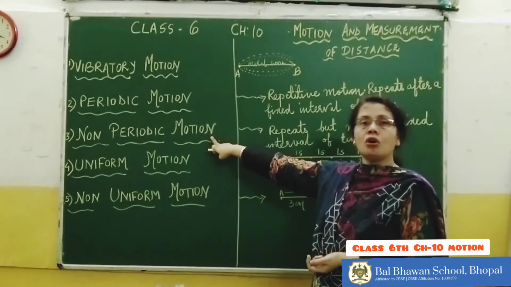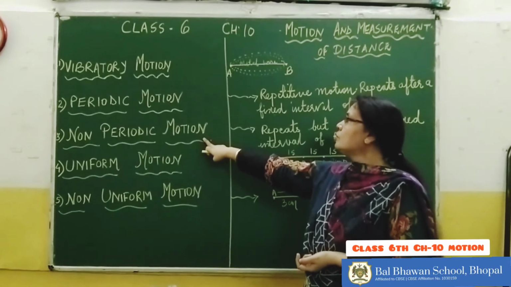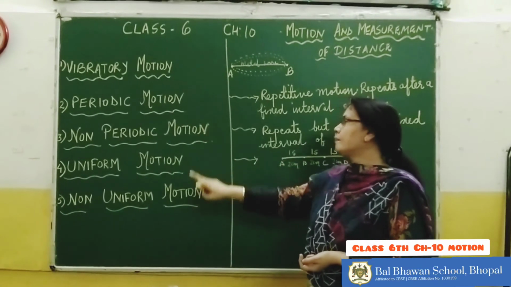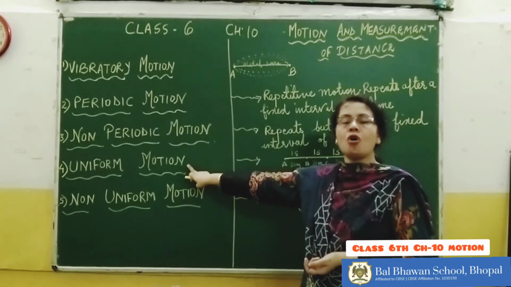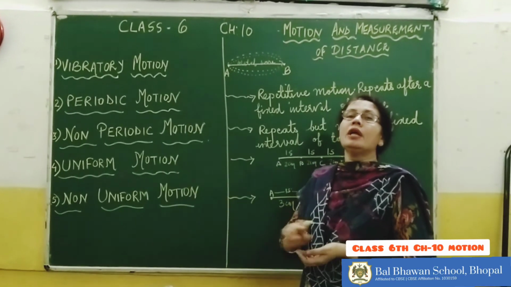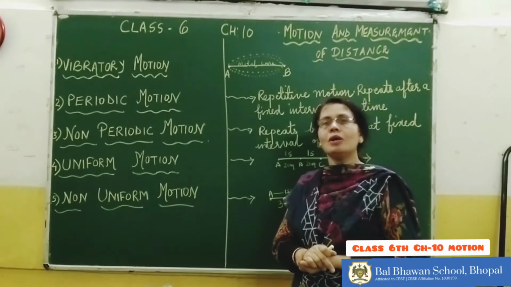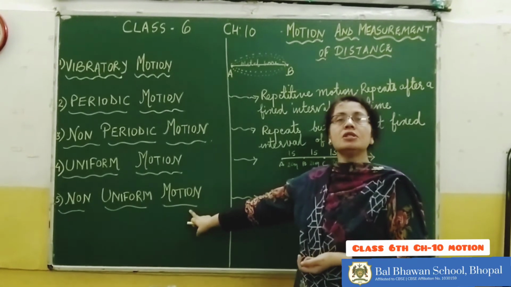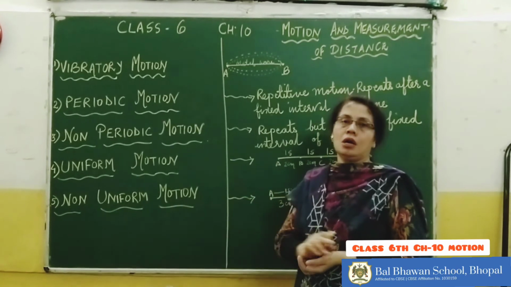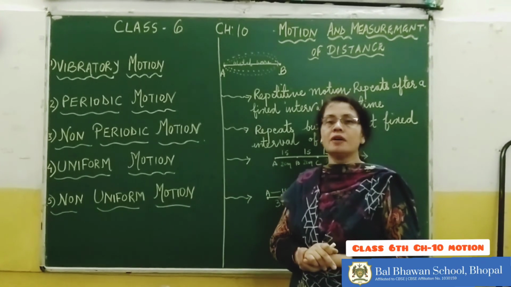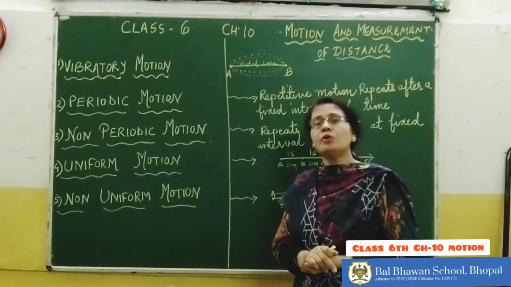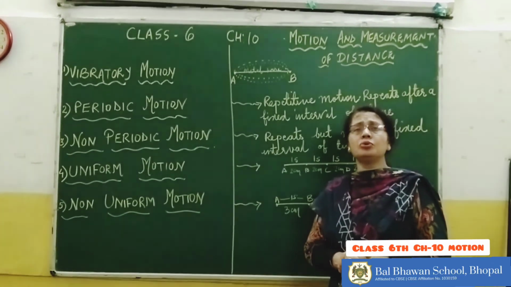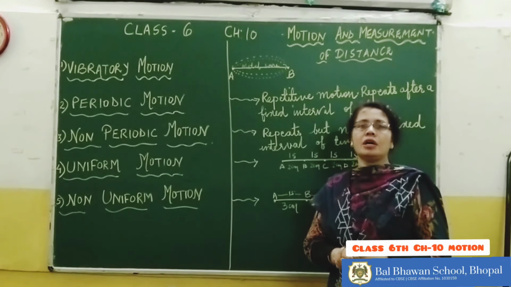Then we have discussed non-periodic motion, a motion which does not repeat itself after a regular interval of time. Then we have seen uniform motion, a motion in which an object covers equal distance in equal interval of time. Then we have also discussed non-uniform motion, a motion in which an object covers unequal distance in equal interval of time. So now I request you children to go through the topic which are given in the book.